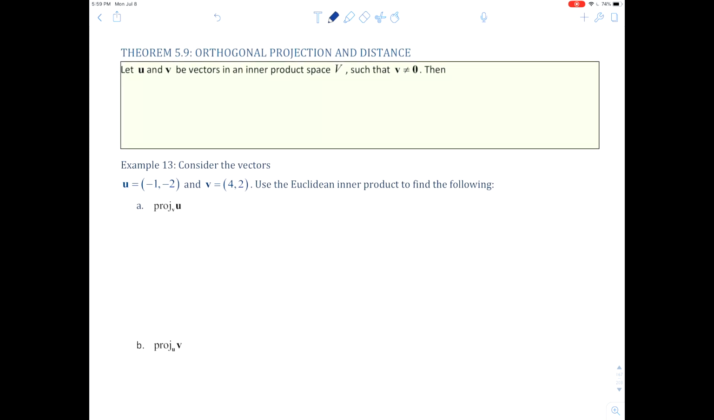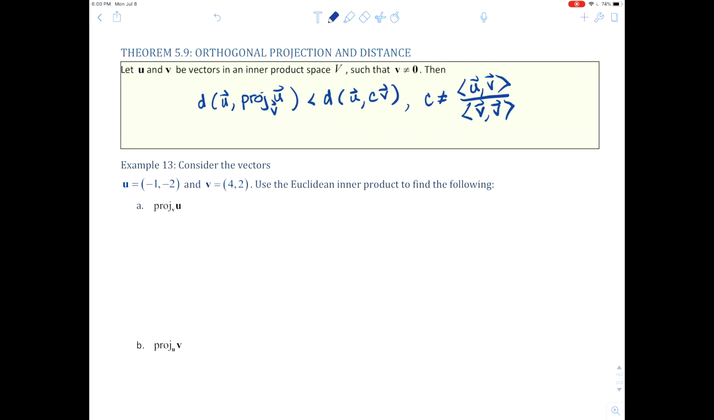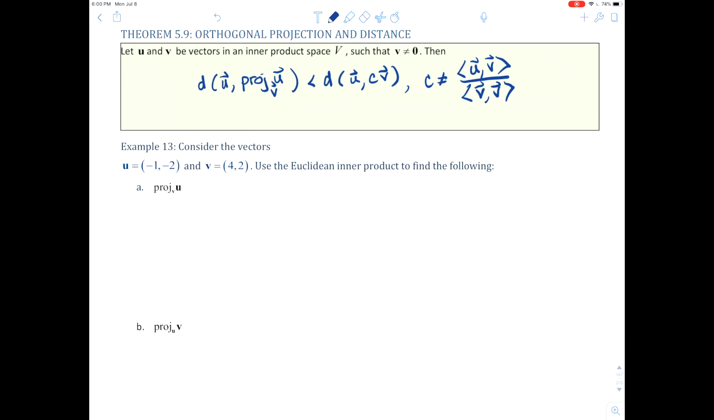All right, so here we go. Orthogonal projection and distance. This theorem says that the distance between U and the orthogonal projection of U onto V is less than the distance between U and some scalar times V, where C is not equal to the inner product of U and V divided by the inner product of V and V. Because if it was, it would equal the orthogonal projection of U onto V.